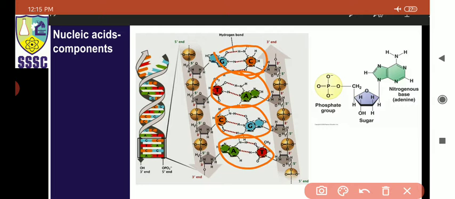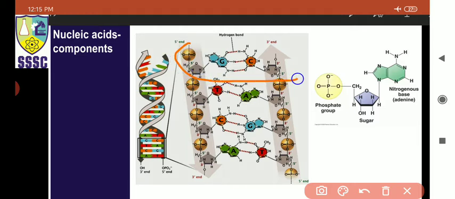Chargaff showed that A and T are complementary to each other, and C and G are complementary to each other, and between them the hydrogen bond is established. Between G and C there are always three bonds, and between A and T there are only two bonds. In a later section we will discuss this structure. Today's target is to understand the components.